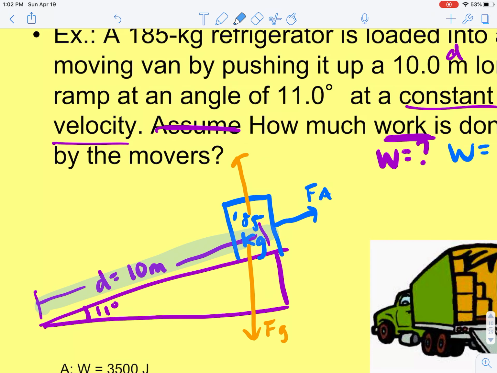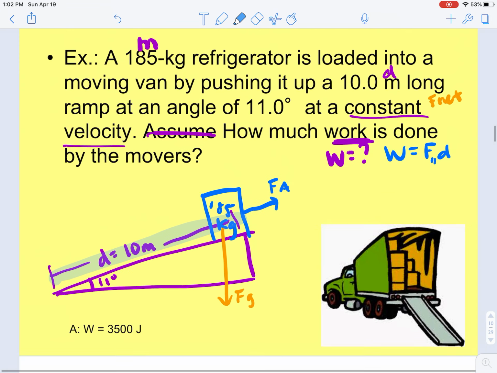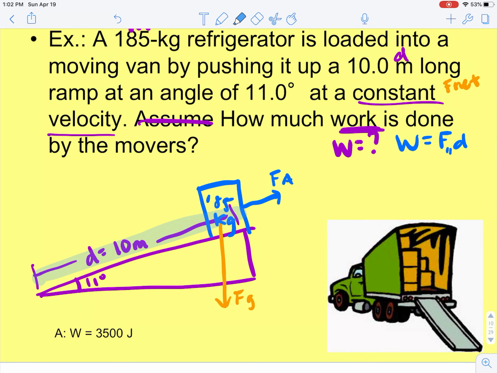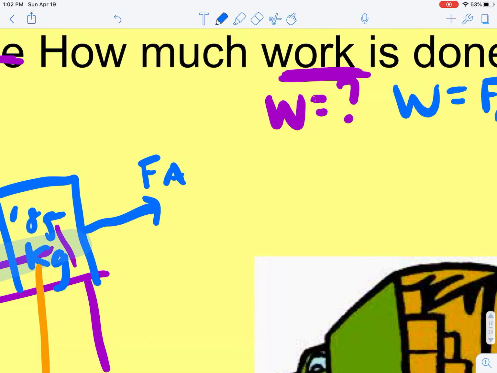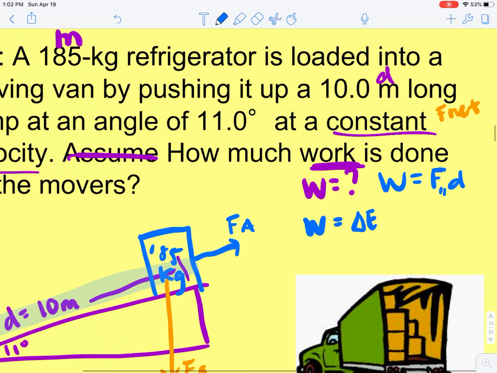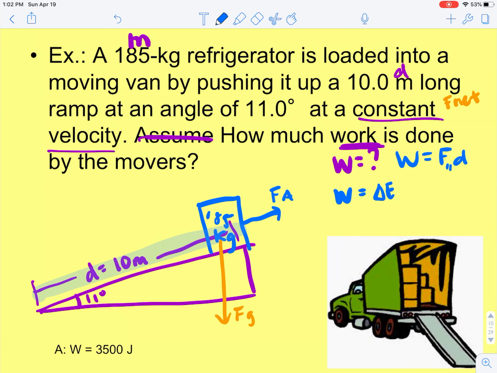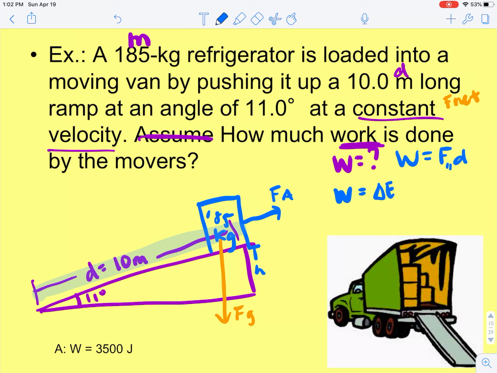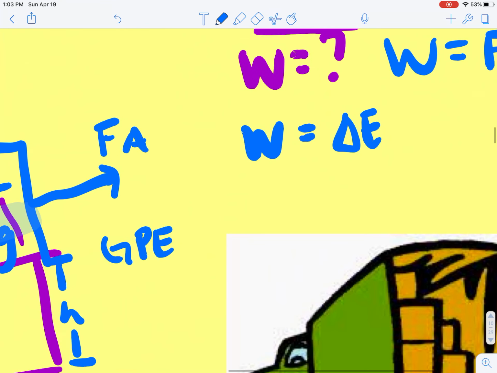So I want you to forget all of that. I want you to just think, well, I don't know force applied. Is there some other way I could calculate work? And that's that equation that we just learned. Work is also equal to the change in energy experienced by the box. What kind of energy did that box gain by being pushed to the top of that ramp? The answer is it gained a height, so it definitely gained gravitational potential energy.